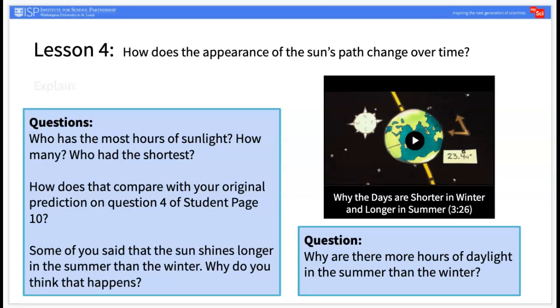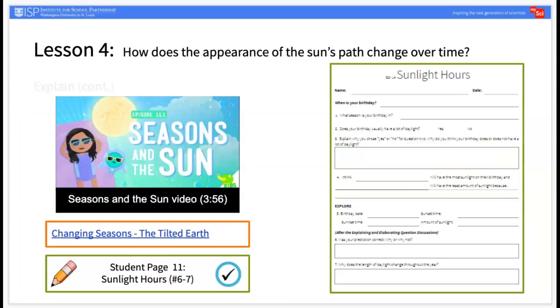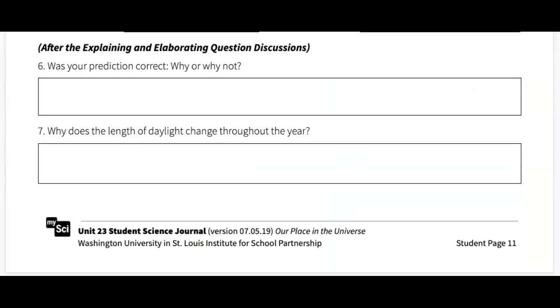Students will deepen their understanding using a second video and reading article. They will use these resources to complete analysis questions in their student journal. They will revise their prediction and construct a written explanation about why the length of daylight changes throughout the year.